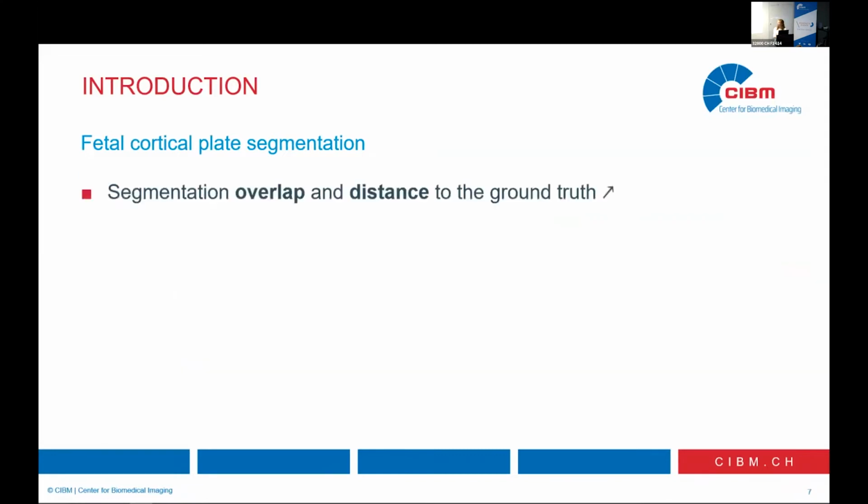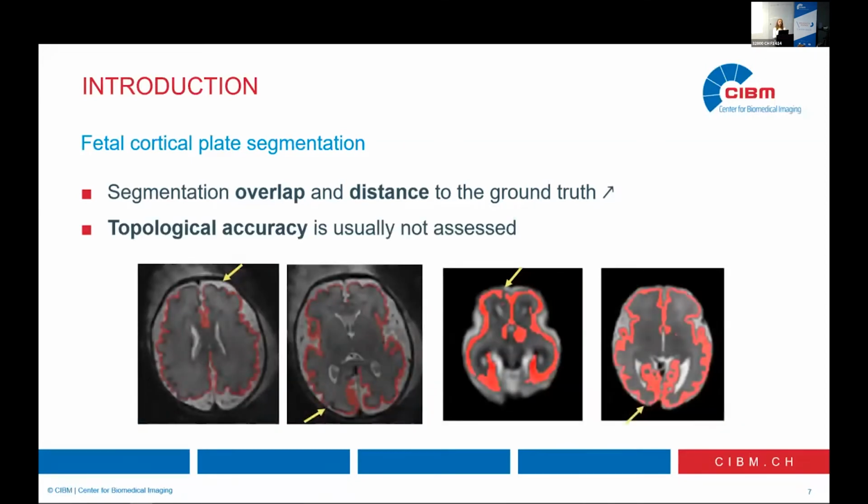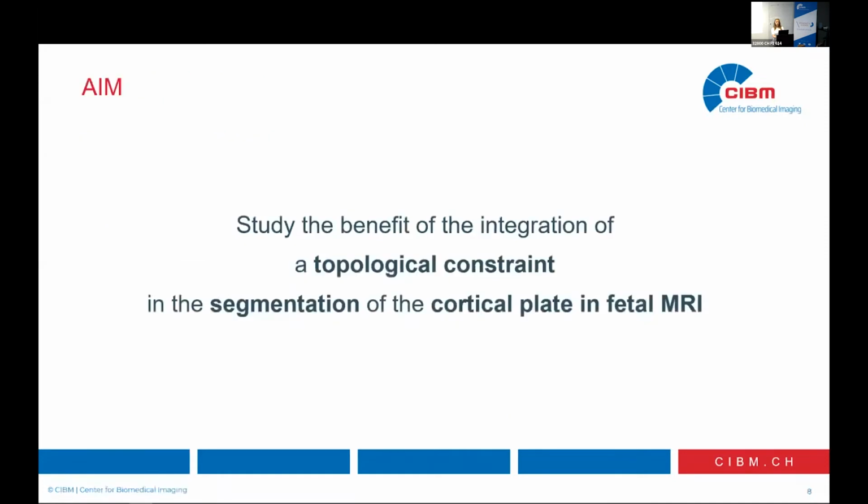However, while all these methods present promising results where the overlap and the distance to the ground truth is always improved, unfortunately, they never assess the accuracy of the topology of the segmentation. And even worse, in the qualitative results they show in their publications, we see that we have quite big topological inconsistencies. So it's in this context that we want to study how we can integrate the topological constraints in the learning and the training of segmentation methods, specifically for the segmentation of the cortical plates.